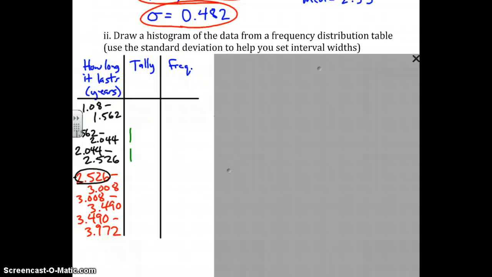If you did that, the frequencies we should have are 1, 7, 17, 18, 6, and 1. So we get those values. Right now, we could even ask ourselves, does that look normally distributed? Do we have the most data here at the mean? Well, yes. The mean is right there.